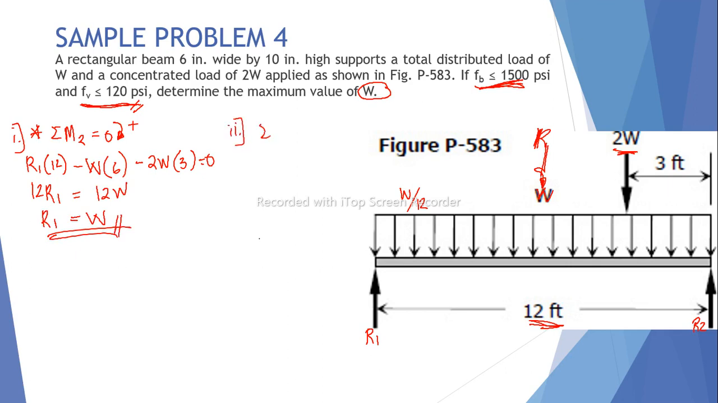So, summation of forces in Y is equal to 0. After the sum of moments, we sum the forces in Y, so we have R1 plus R2 is equal to W plus 2W. So, R1, which is W, plus R2 is equal to 3W. So R2 is equal to 2W. That's step 1.